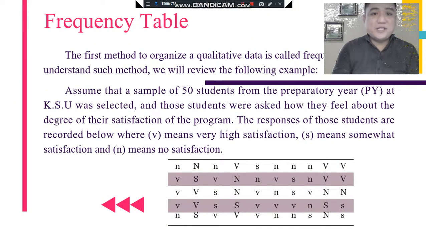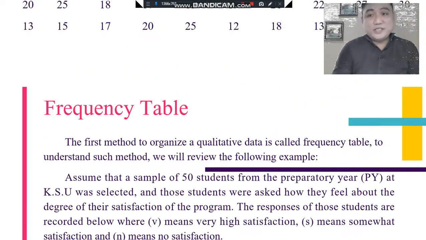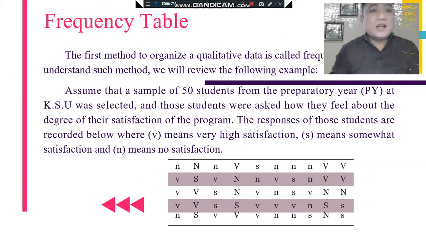Frequency table. The first method to organize qualitative data is called the frequency table. To understand such method, we will review the following example. Assume that a sample of 50 students from the preparatory year at KSU was selected, and those students were asked how they feel about the degree of their satisfaction with the program. The responses of those students are recorded below, where V means very high satisfaction, S means somewhat satisfaction, and N means no satisfaction at all.